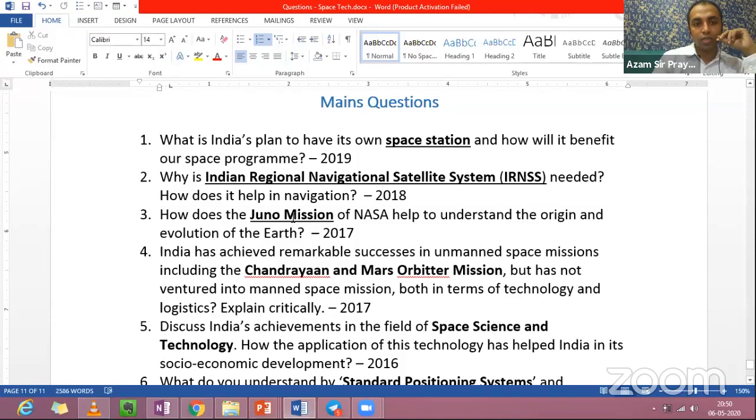Next is the Juno mission in 2017. The question was asked from the Juno mission. It is a mission sent by NASA to Jupiter. The next question in 2017 was with regards to Chandrayaan and Mangalyaan, that is the Mars orbital mission. You must have heard about Chandrayaan 2 recently, which was an unsuccessful mission. But Chandrayaan was asked 2 years ago. There were two Chandrayaan missions, 1 and 2. So this was a general question about Chandrayaan, Mangalyaan, which was a successful mission. So in 2017, it was successful, and that is the reason why the question had come.